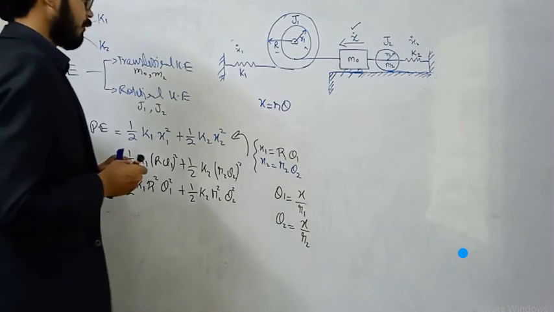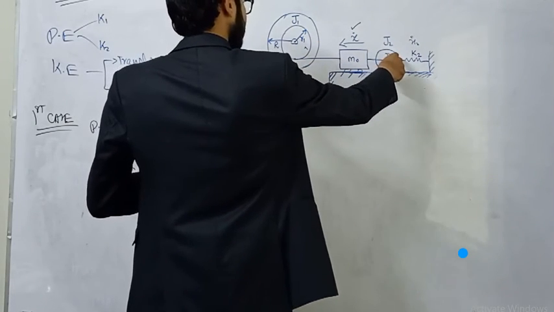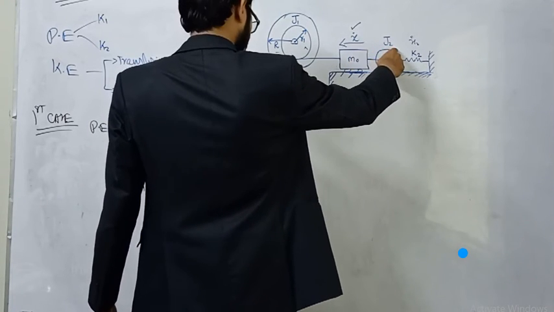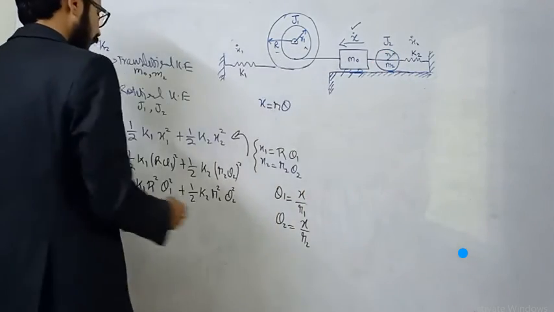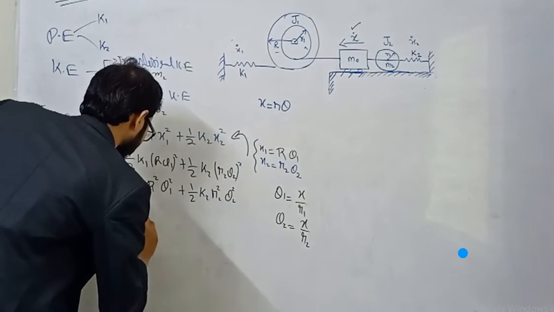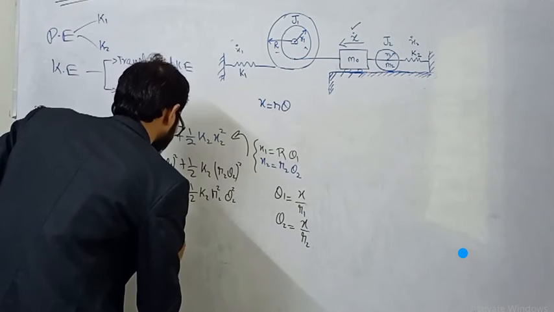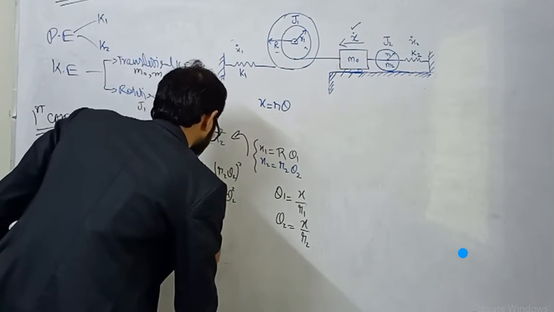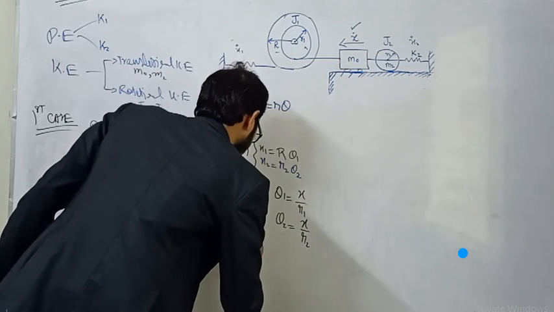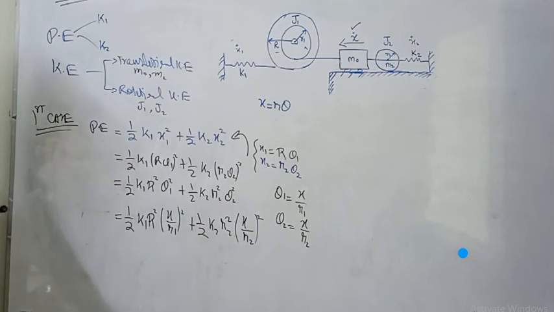Why? Again we can see that angular velocity will be same for both disks. So theta 2 will be x, that will be the displacement because of this angular velocity, and r2 is the radius of that disk. So this is for the second element, this is for the first element. We will put it here, that is half k1 capital R square. What is theta 1? That is x divided by small r1 whole square plus half k2 r2 square. What is theta 2? We have x divided by r2 square. So we have both of the terms available here.